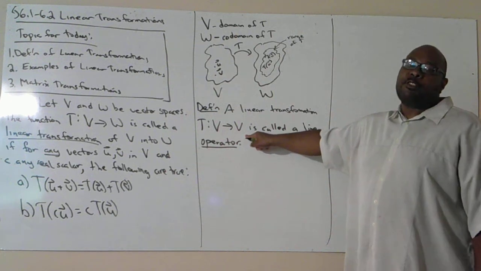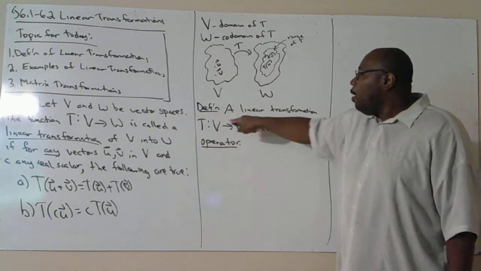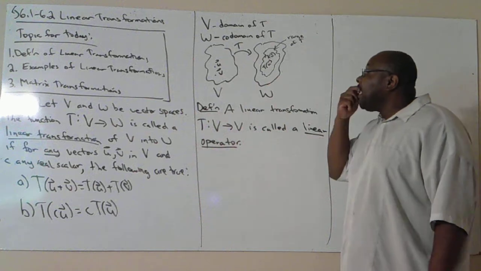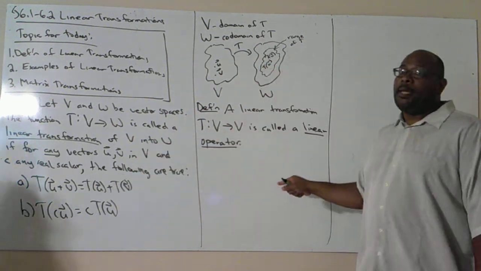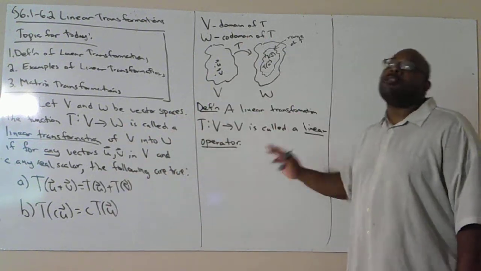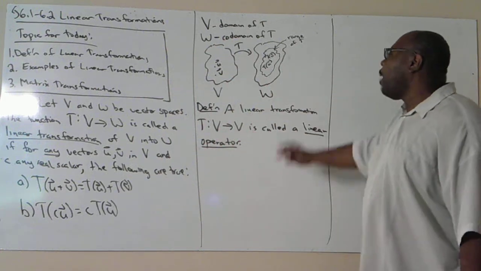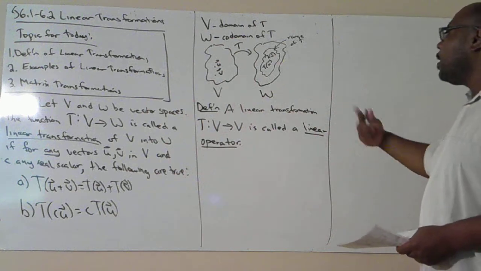It's just a very special case where we go from R2 back to R2, R3 back to R3, R4 back to R4. A linear transformation doesn't have to do that. It can go from R2 to R3, R to R5, R6 to R7, those types of things, right? So a linear transformation is much more general. A linear operator is very specific, it goes from V back to itself.